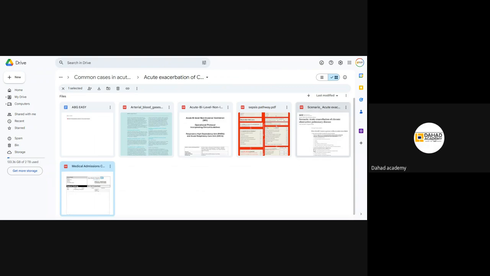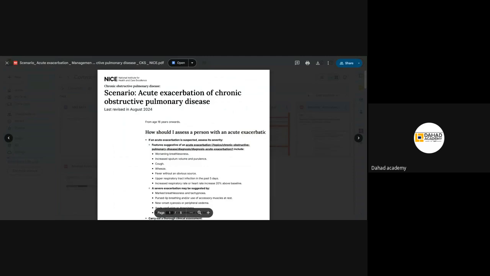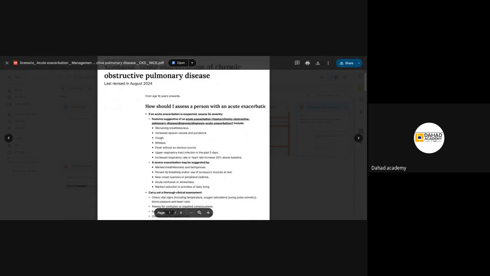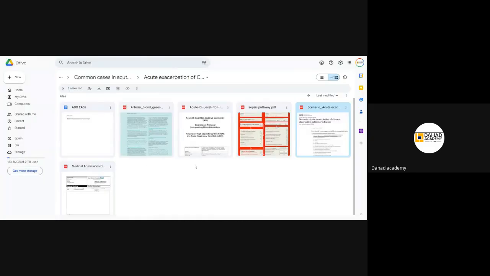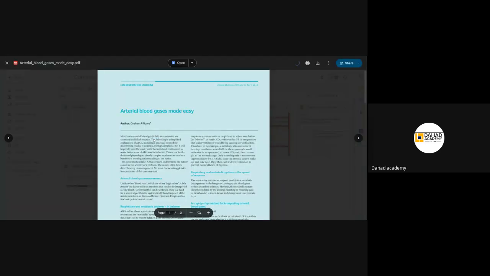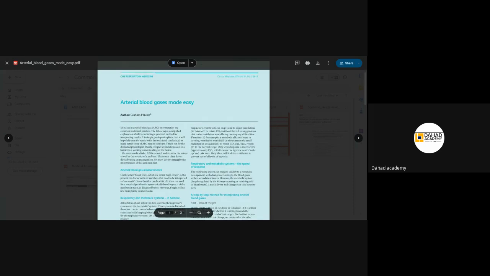So now you put him on salbutamol, you put him on ipratropium, you put him on steroids, you give him some antibiotics, right? And the ABG came back to you. When the ABG came back, you had a look at it. When you had a look at this ABG, what is the first thing you should look at?